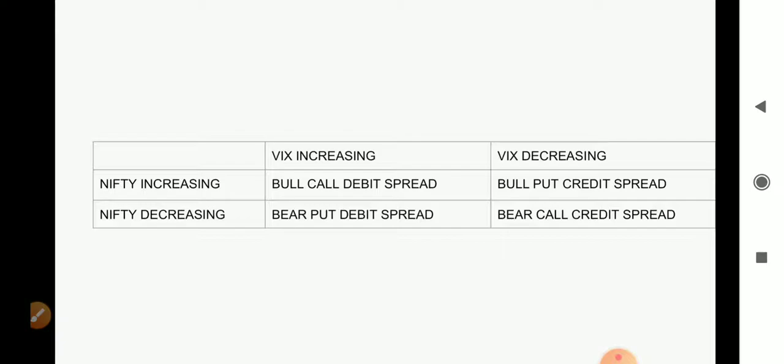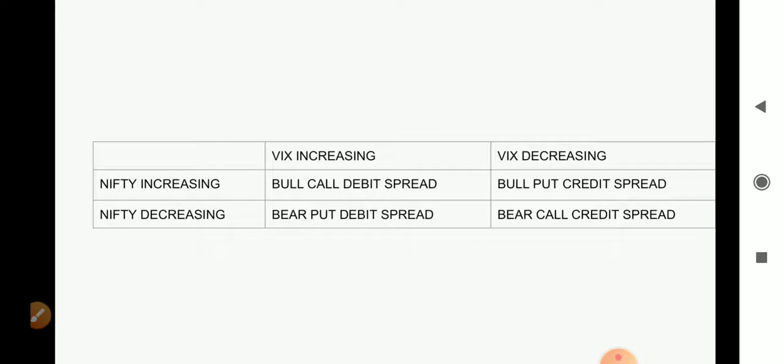What do you mean by vertical option spreads? In this type, same expiry strikes we are using two leg strategies. These strategies are very helpful to have consistent income monthly wise.